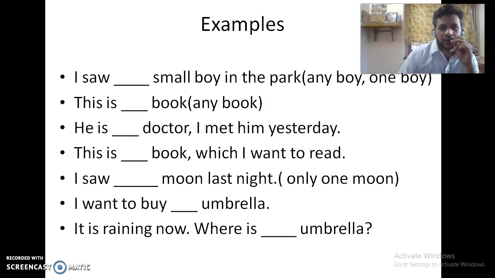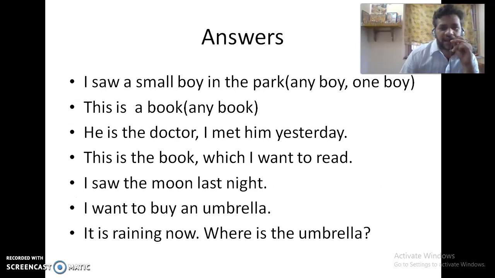Okay, answers. I saw a small boy in the park, because unspecific boy. We are not specifically talking about the boy. This is a book, any book or a single book, unspecific. He is the doctor. I met him yesterday, because already I met him yesterday. So specific. This is the book which I want to read. Same, specific. I saw the moon last night. Only one moon in the universe. So that the moon. I want to buy an umbrella. I want to buy an umbrella. Unspecific.